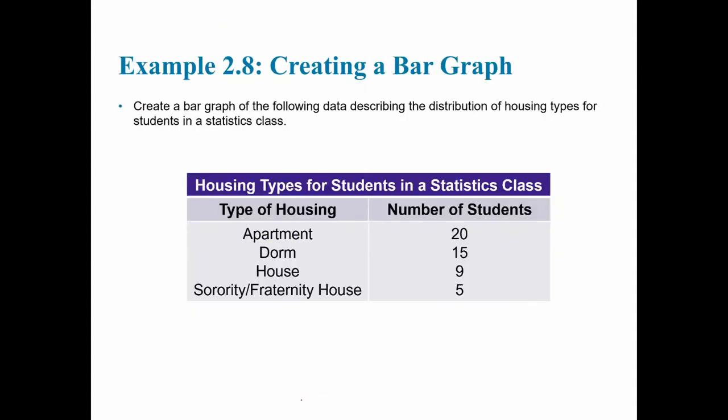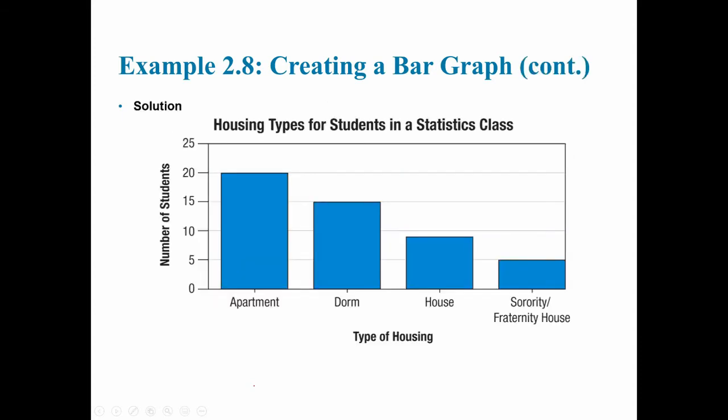So let's build a regular bar graph for the distribution of housing types for students in a statistics class. So what we would do in this case is, you have to have an axis title. So in this case, type of housing, number of students. You have to have the axes labeled.